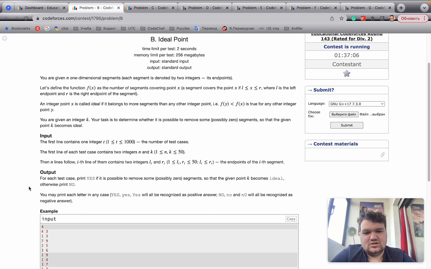So we just look only at segments that contain point k, and basically we need to check if there is any other point that is covered by all of them. We can just find their intersection and check if it only contains point k or not.